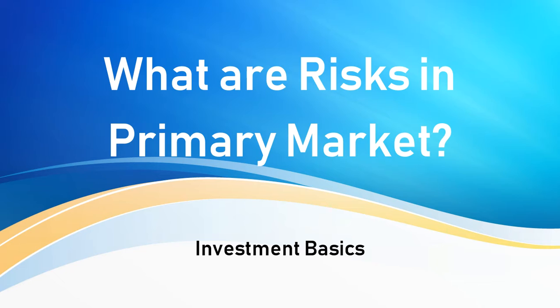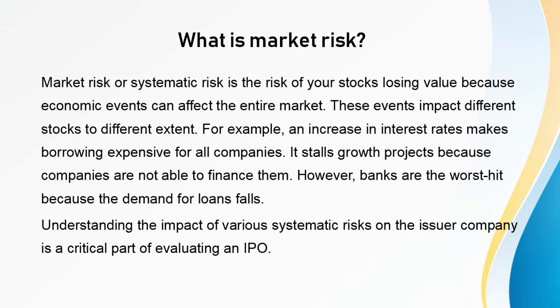Now let's look at the risks in primary market, which is mainly investing in IPO. Now, first of all, let's see what is market risk. Market risk or systematic risk is the risk of your stocks losing value because economic events can affect the entire market. These events impact different stocks to different extent.